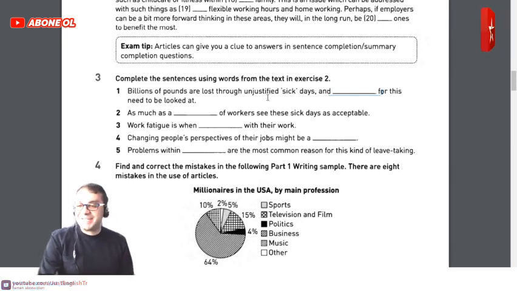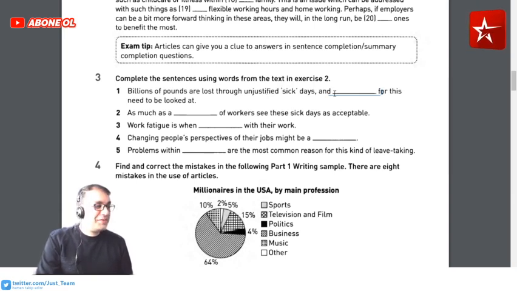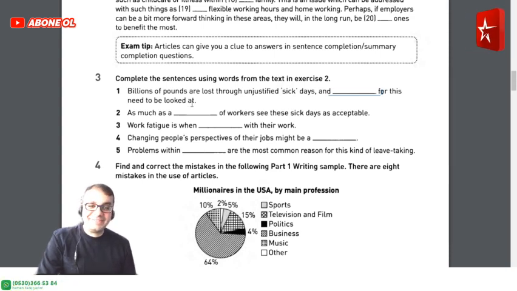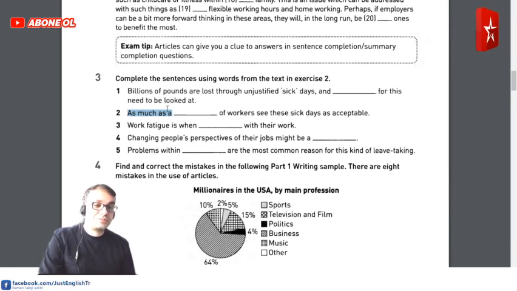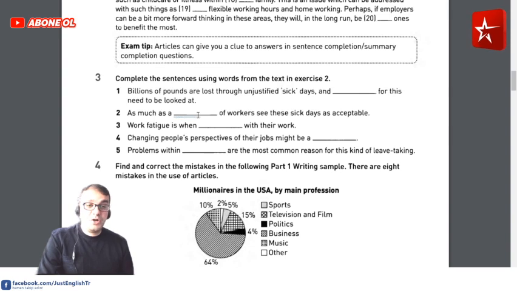Okay, now I will give you the answer. Okay, Nisanur, I will give you the answer. Billions of pounds are lost through unjustified sick days, and the reasons for this need to be looked at. The reasons. So the first one, I'll put the reasons to be looked at. Now, number two, as much as a third of workers. Remember, we have third or 100, we use a number which is plural but it's a single. Here we are using the word third.